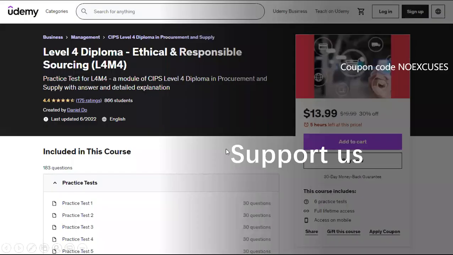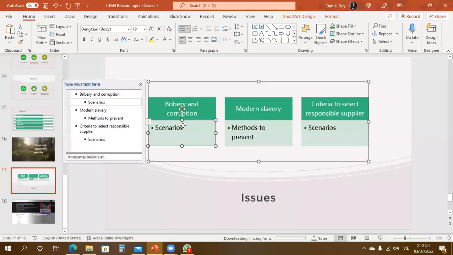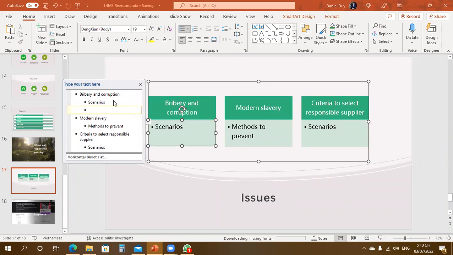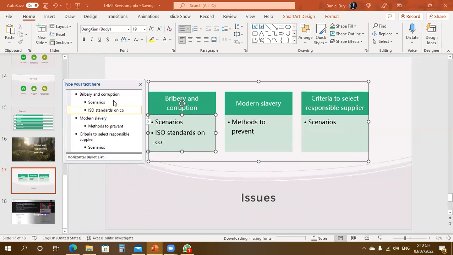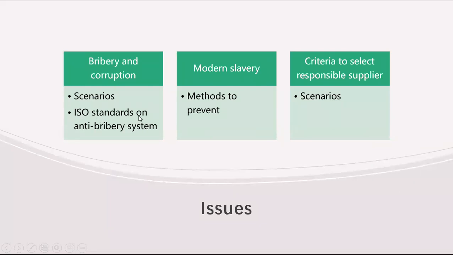And here I want to add some new questions. There is a question on ISO standards on corruption, on anti-corruption and anti-bribery systems. Try to search for these standards on Google, and they may ask you this. So prepare for the exam by searching Google about this. I will not spoil the results. You should search by yourself and try to remember it.